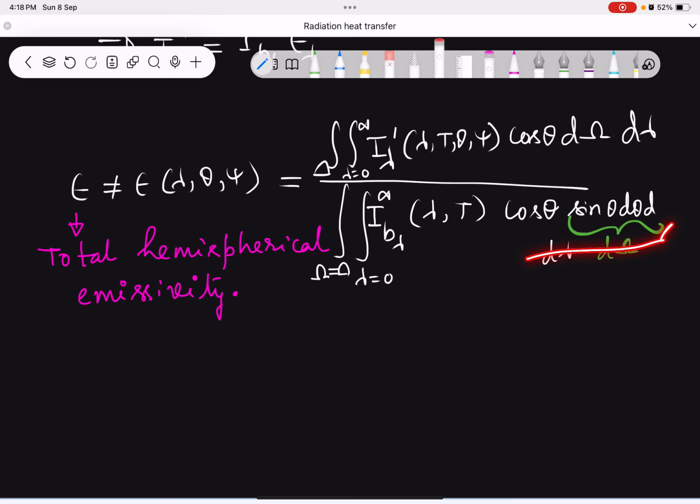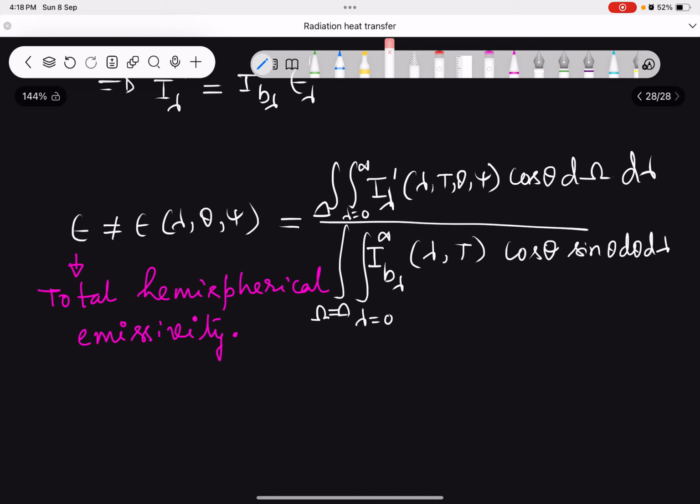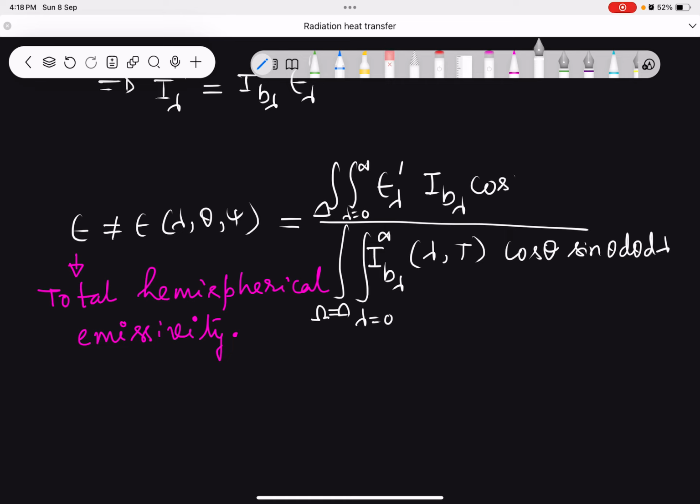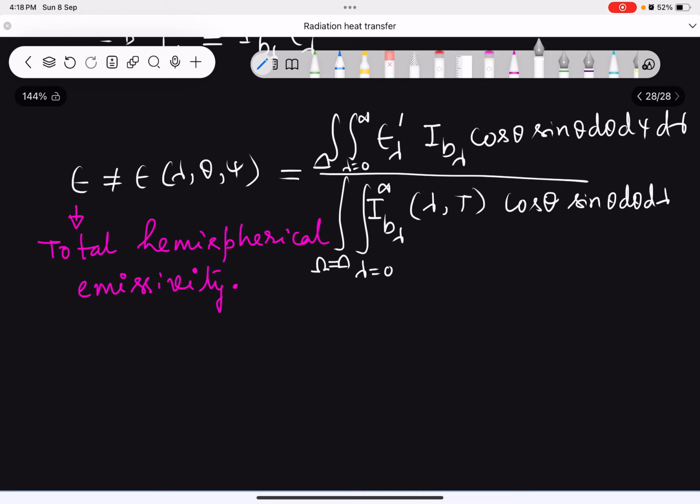So now I will just replace the things. Instead of this I will write epsilon lambda dash into I_B lambda. And now let me replace the d omega also: cos theta sin theta d psi d lambda. Clear? Now we know that this I_B lambda is not a function of theta or psi. So here there will be one d psi also and then d lambda.